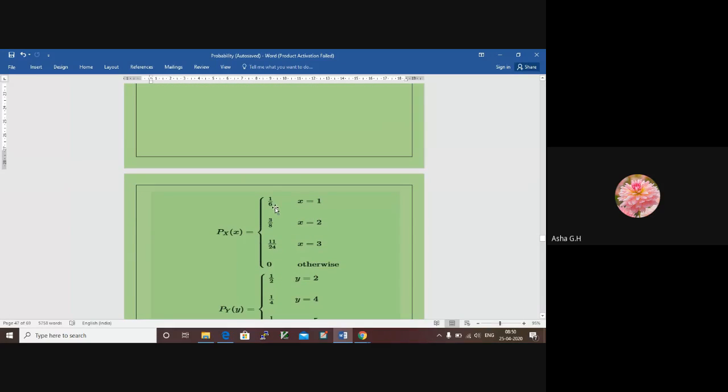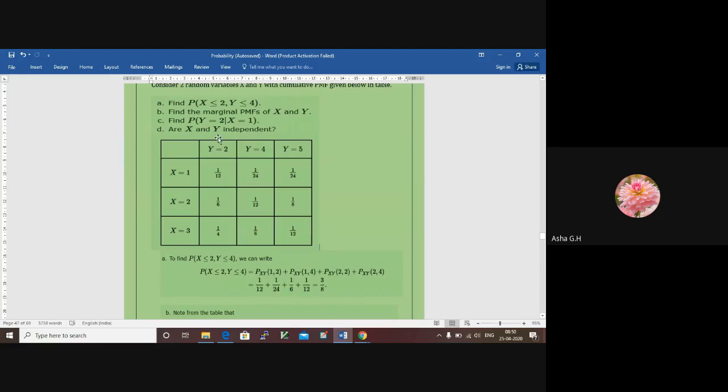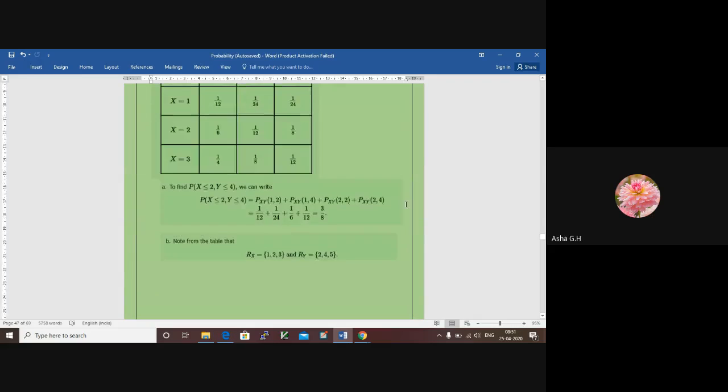When x equal to 1, it is 1 upon 6. When x equal to 2, it is 3 by 8. When x equal to 3, it is 11 by 24. And for all other values, it is 0. Similarly, for p_Y of y, I'll just take y is equal to 2, x equal to 1, sum of all this. Is it half, 1 by 4, 1 by 4? Yes, ma'am. Okay, fine. What is the next question?